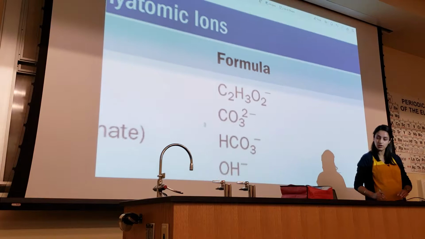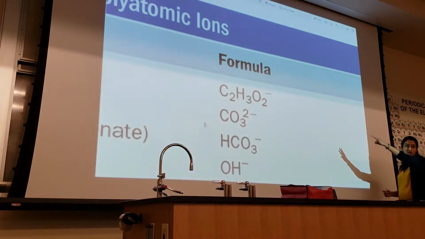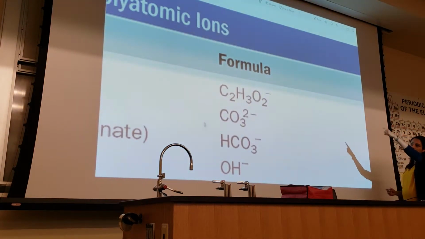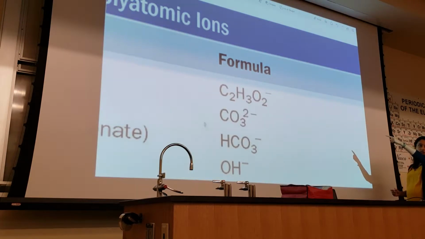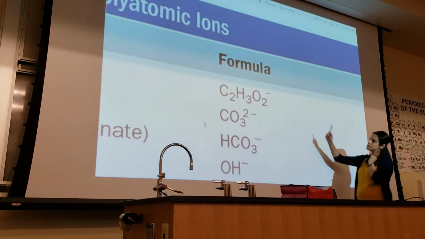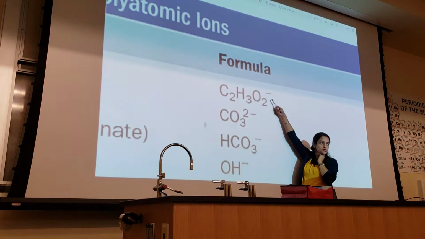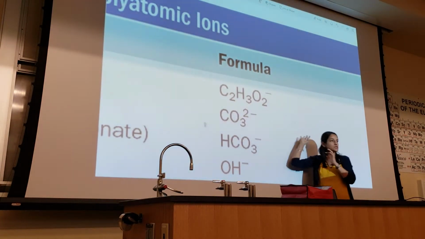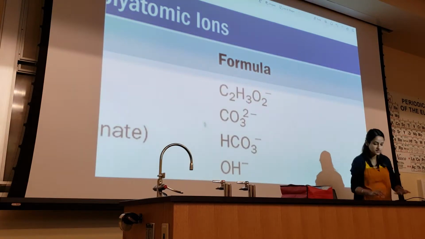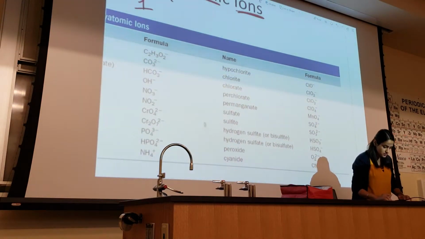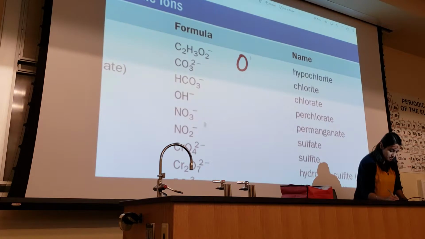You look at the first one. Notice you have 3 elements involved: carbon, hydrogen, oxygen. So there are multiple atoms involved, and it happens to have a charge, a -1 charge. Now these polyatomic ions behave as units. They're not any different than something like this.